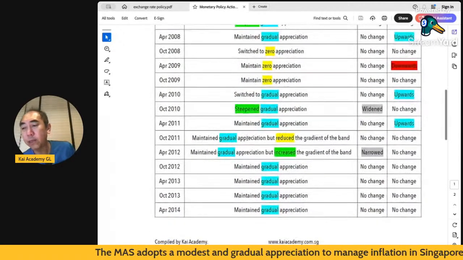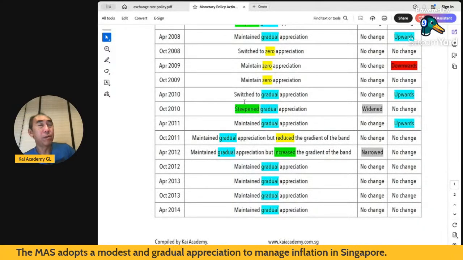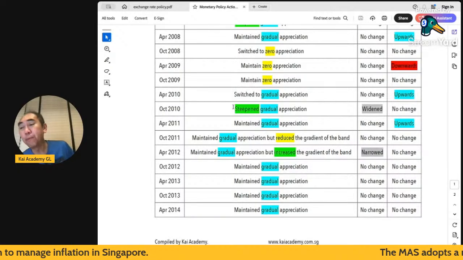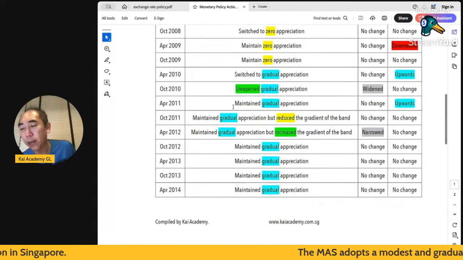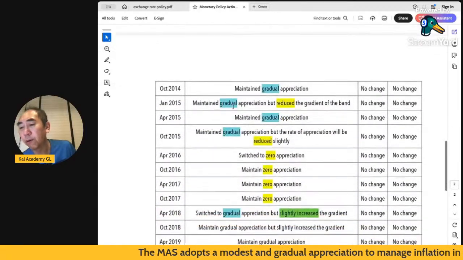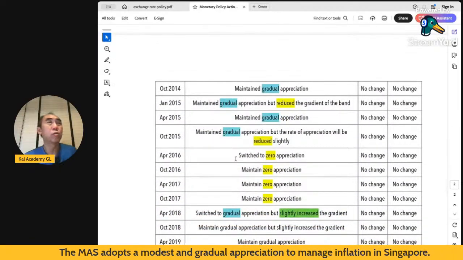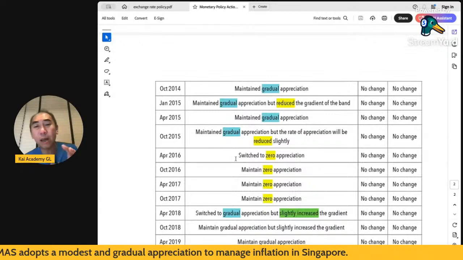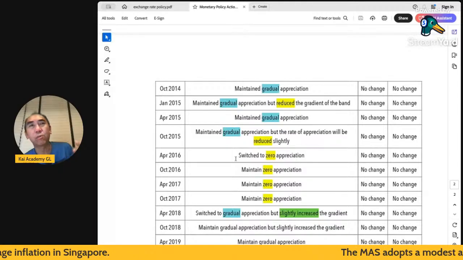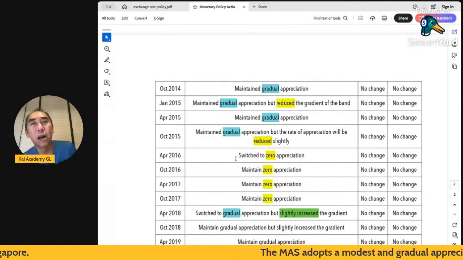But post-crisis, in 2010, the inflation rate went up again to a very high level. So MAS quickly appreciated the Sing dollar, even steepened the gradual appreciation by October 2010, and pretty much maintained gradual appreciation all the way through to about 2016, where we switched to zero appreciation again. This time, the zero appreciation was not caused by some economic downturn or recession, but by falling oil prices.